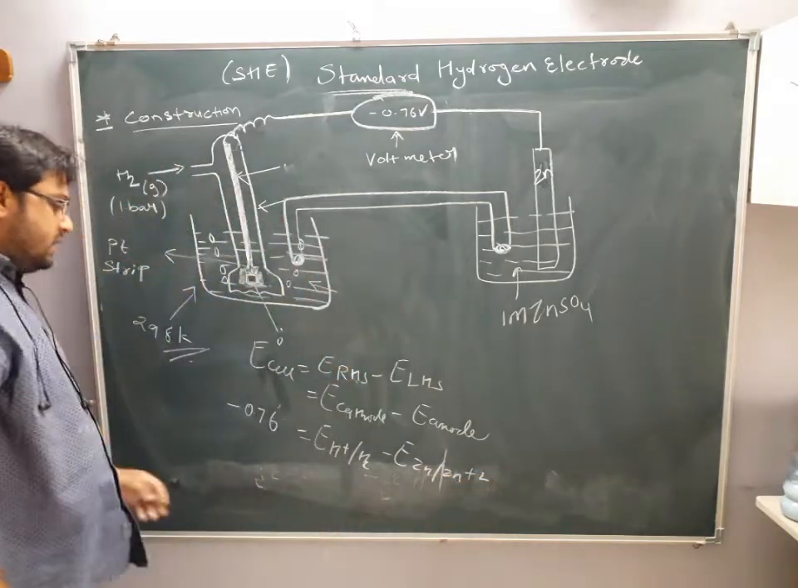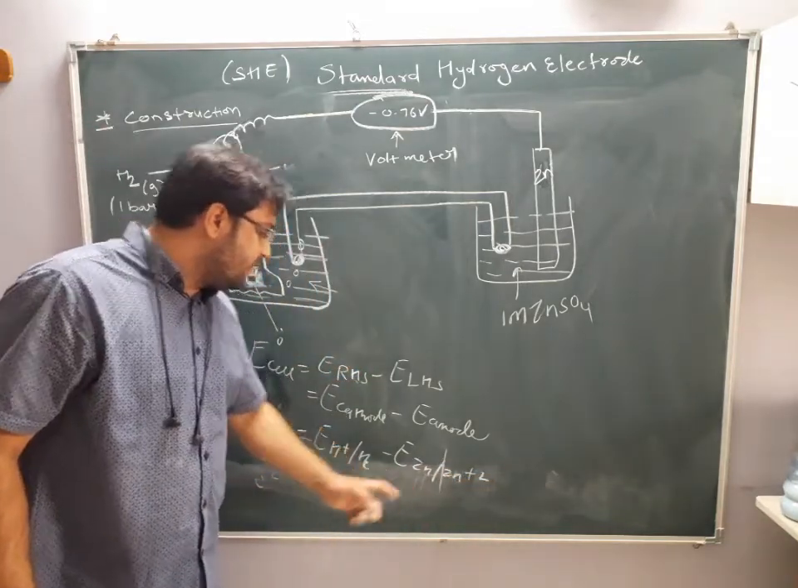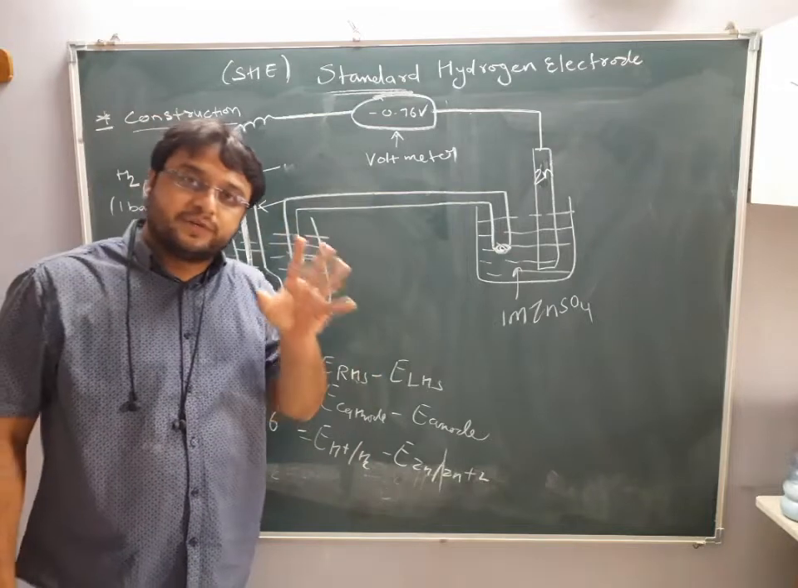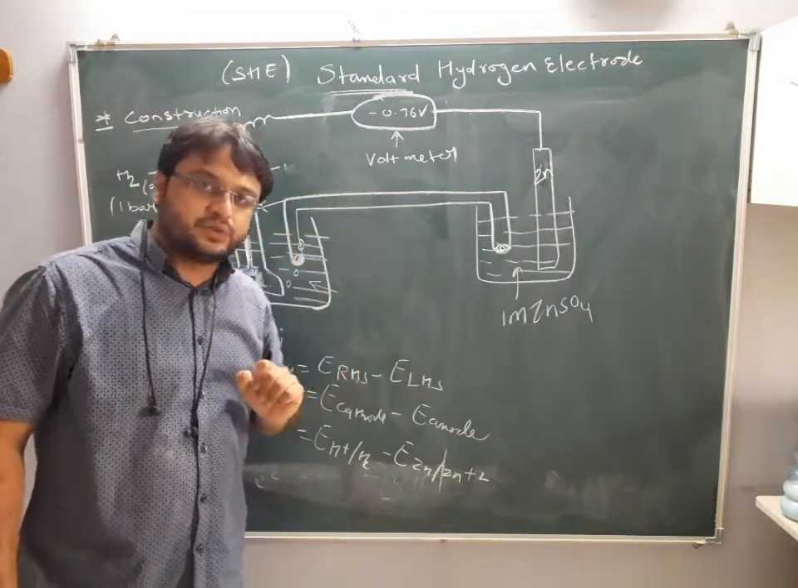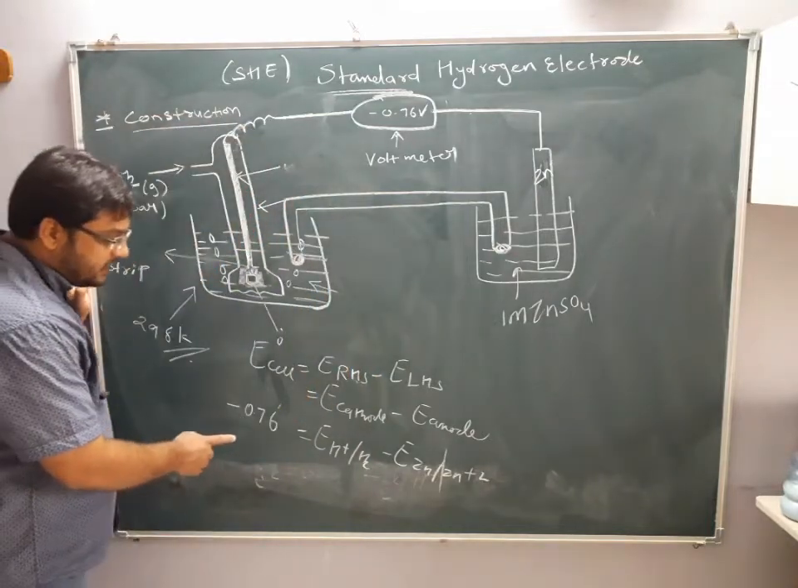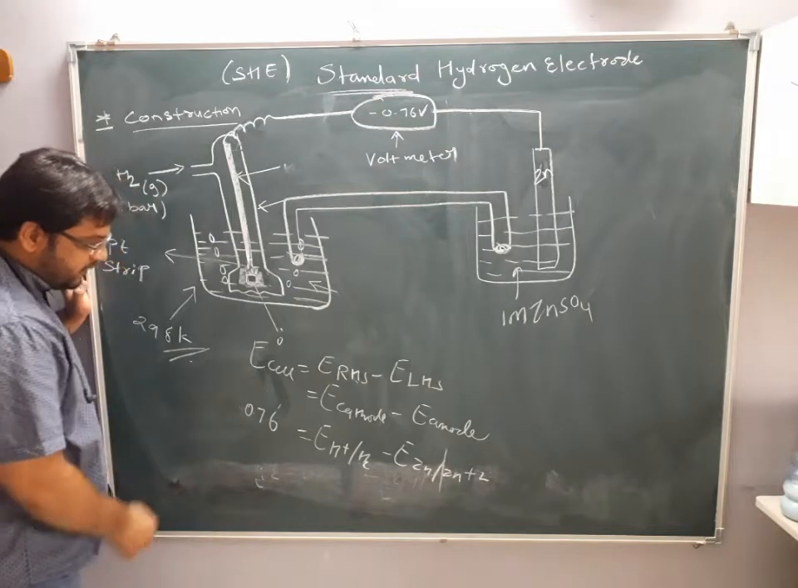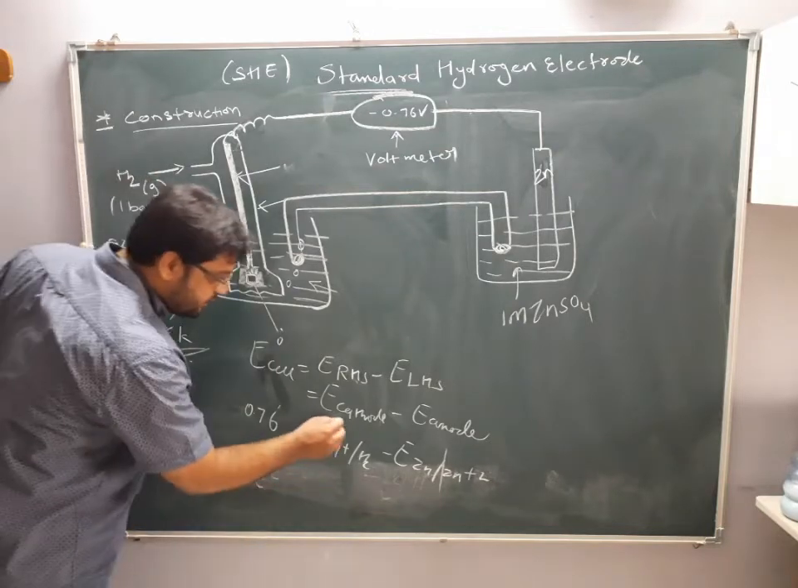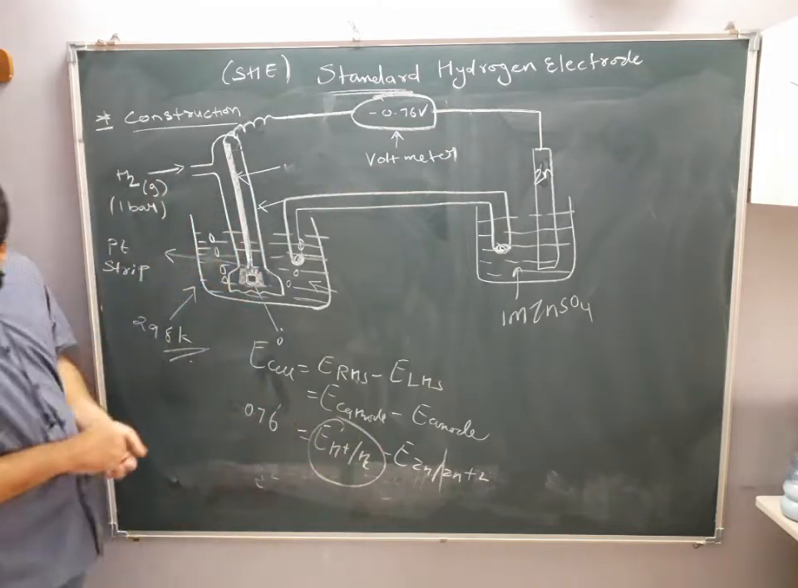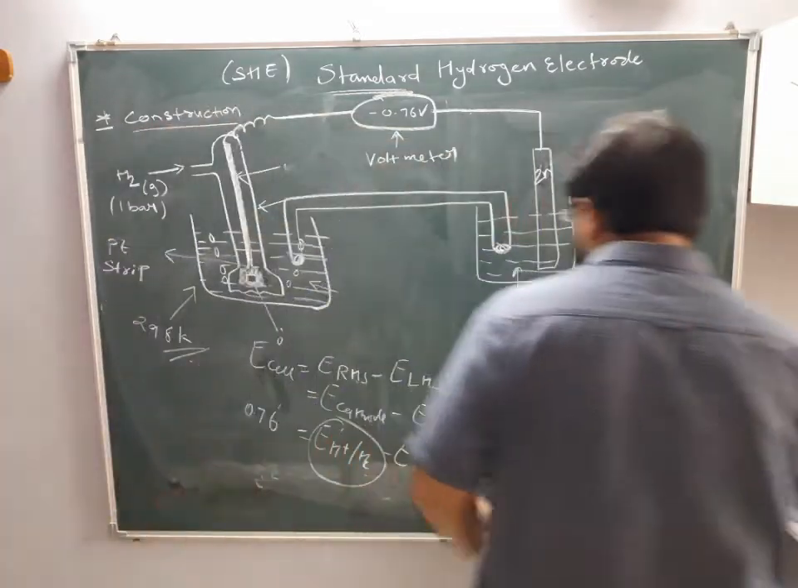Now see, what is the value for zinc? The value of zinc, in the book also, is given as minus 0.76 volt. Now how can I take the value here as minus 0.76 volt? See here, this value will be 0. Yes or no? Or you can understand once more. See.